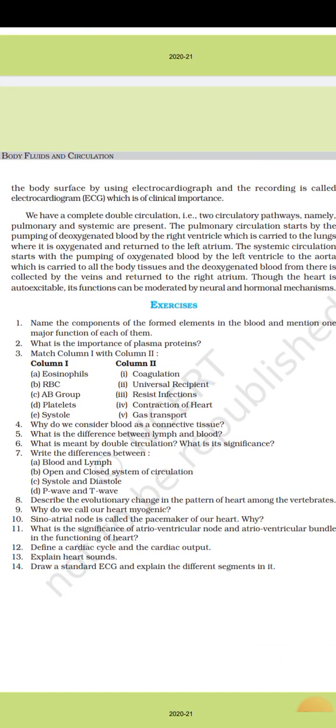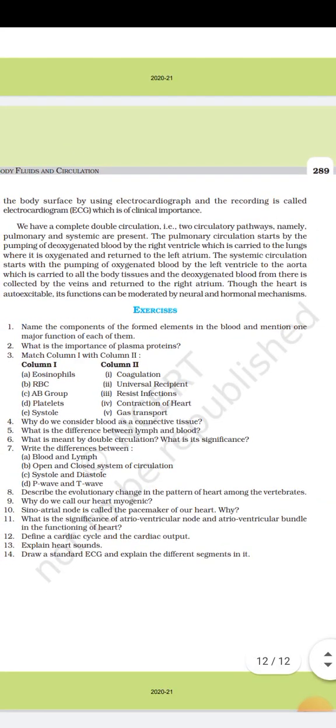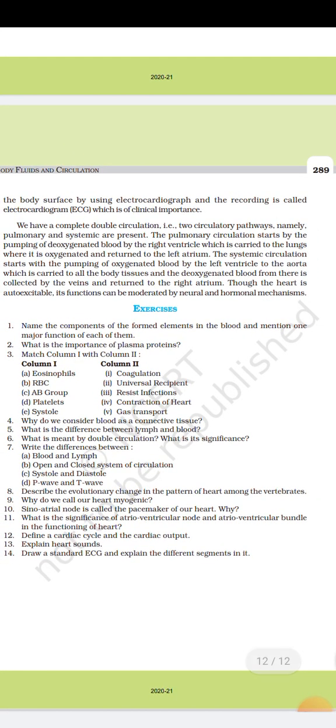We have complete double circulation, that is, two separate pathways, namely pulmonary and systemic, are present. The pulmonary circulation is started by the pumping of deoxygenated blood by the right ventricle, which is carried to the lungs, where it is oxygenated and returned to the left atrium.